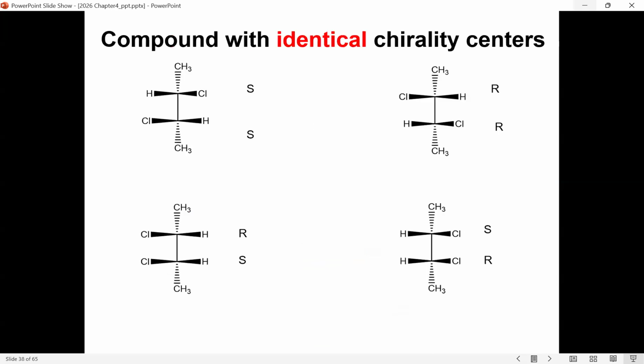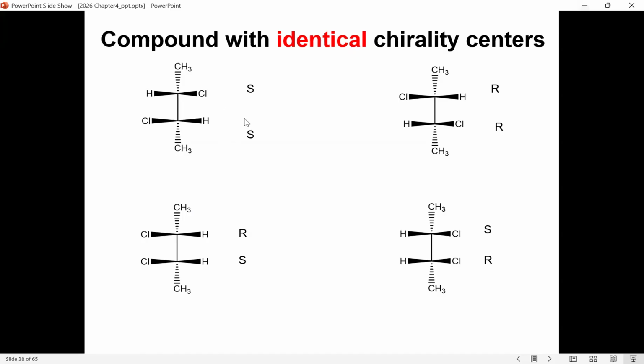But one tricky thing is when you have identical stereocenters. What does identical mean? The substituent groups are the same. For example here, the top stereocenter has methyl, hydrogen, chlorine, and the bottom stereocenter also has methyl, chlorine, hydrogen. You need to be careful about these situations. It looks like we can still generate two pairs of enantiomers, so totally four isomers.